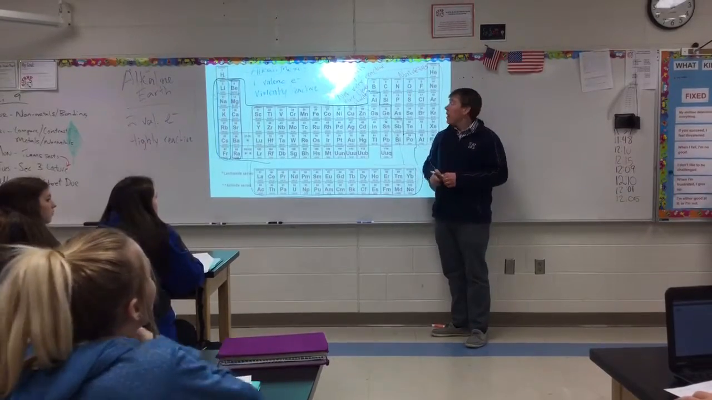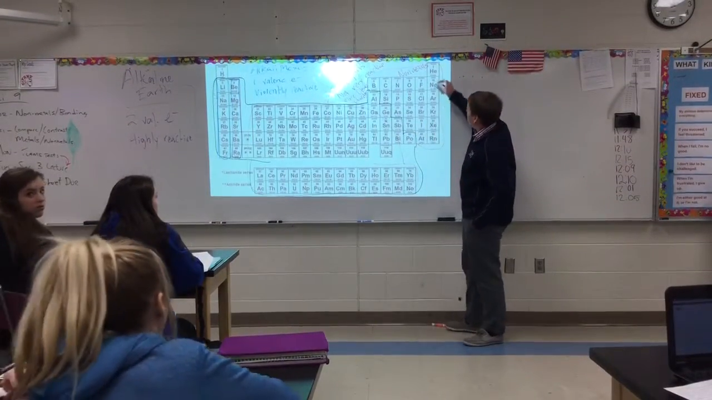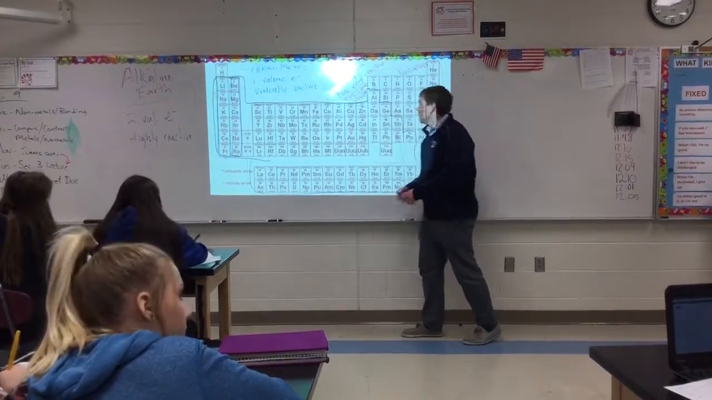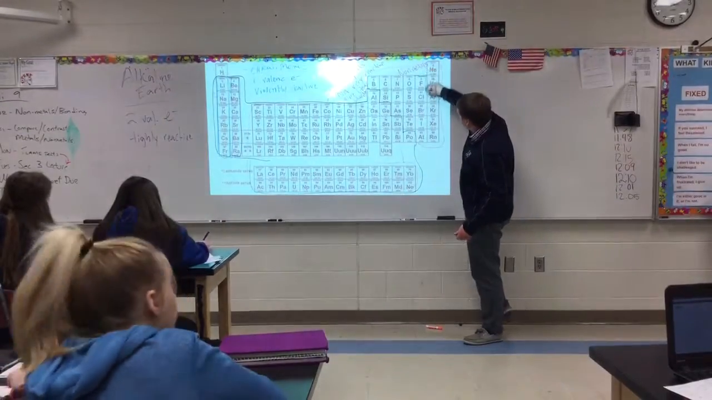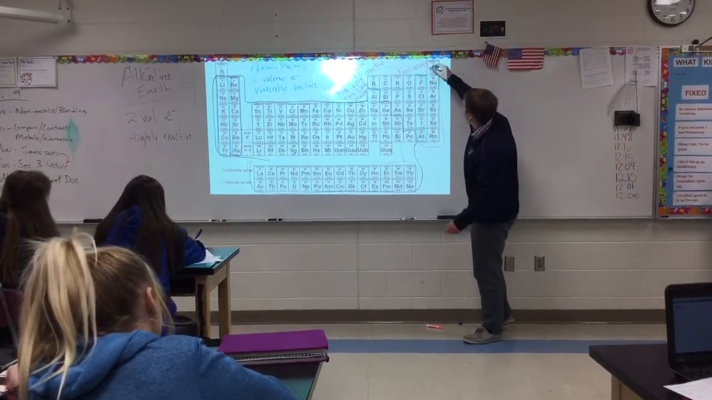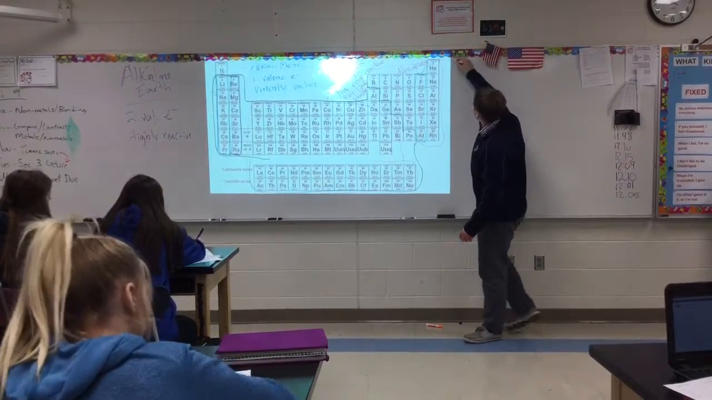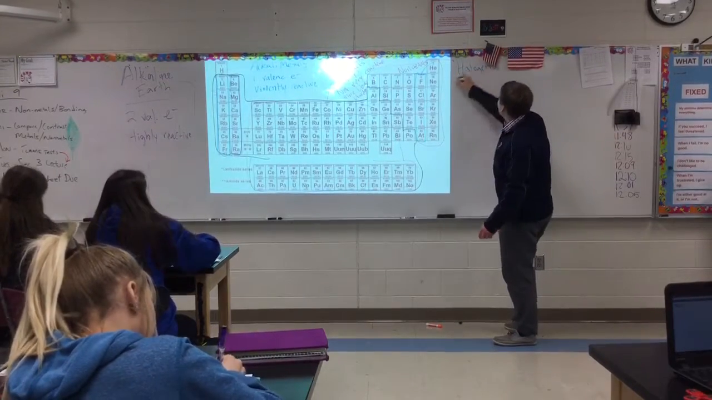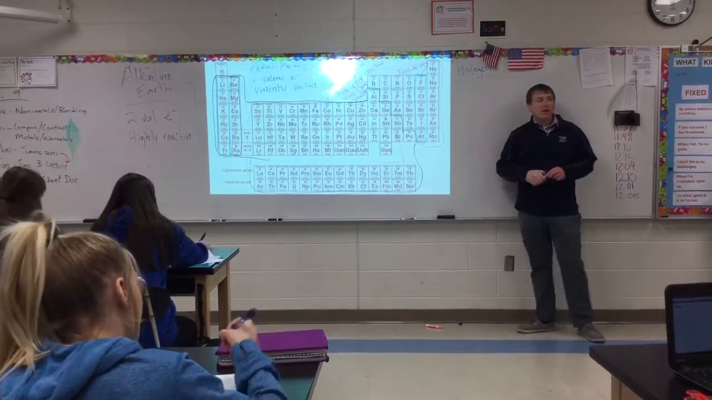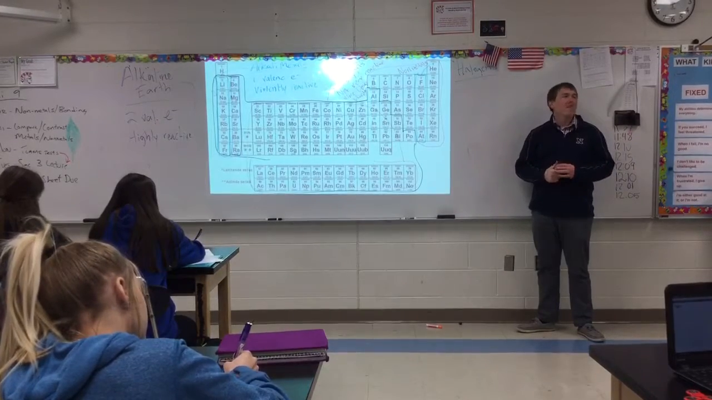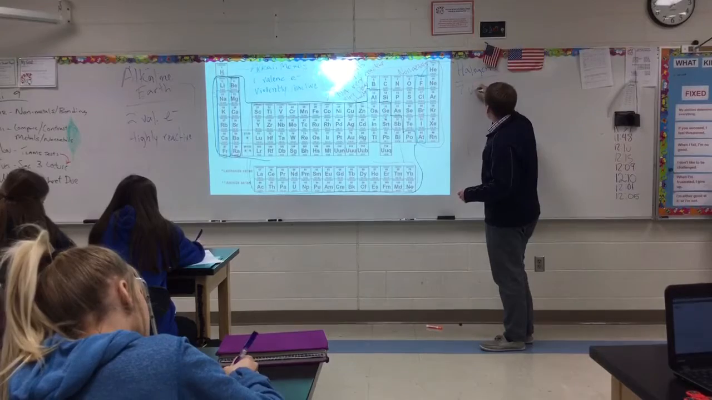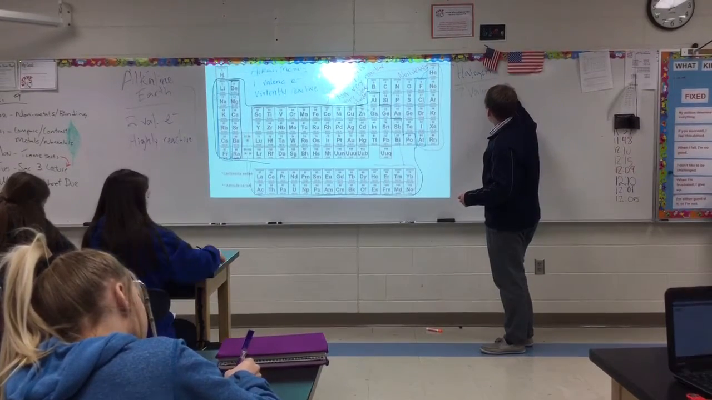Okay, so halogens. These are the halogens. This is the other major group of non-metals. So there's the mixed group, and then there's these. What unique properties do the halogens have that make them their own special group? How many valence electrons? Seven valence electrons. Yep.